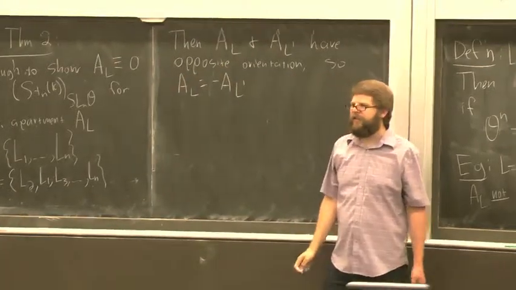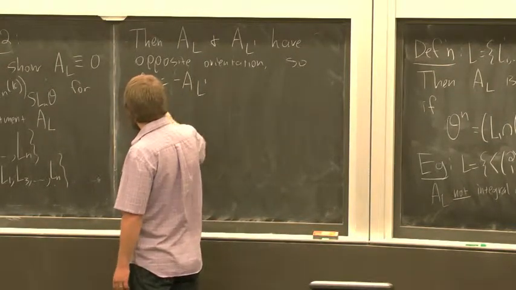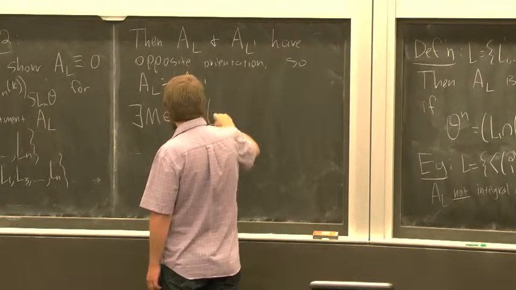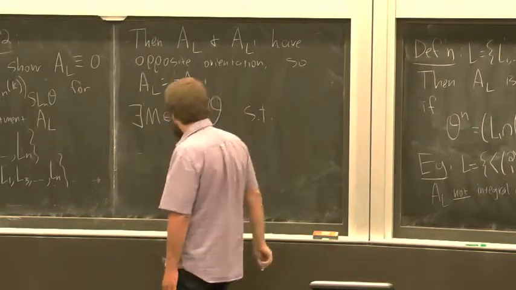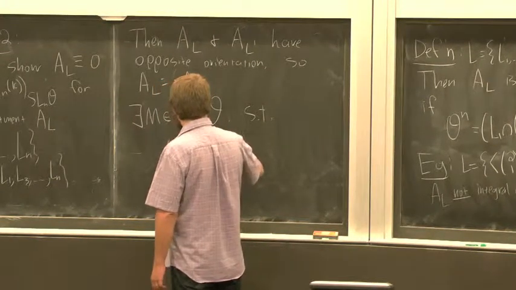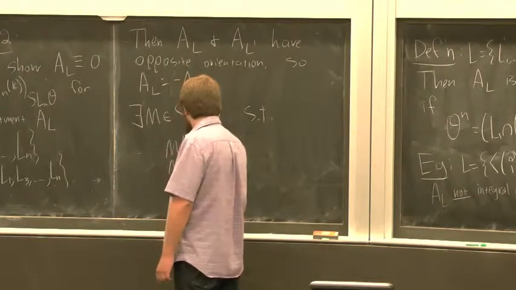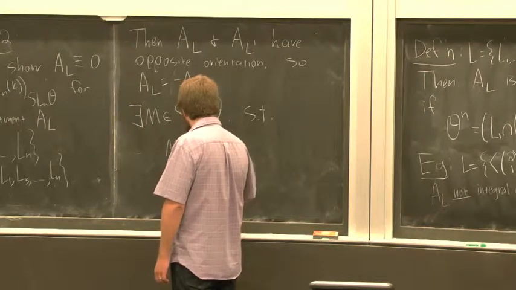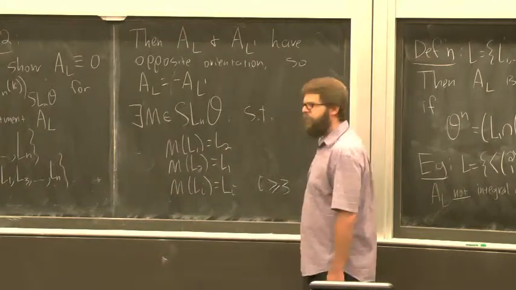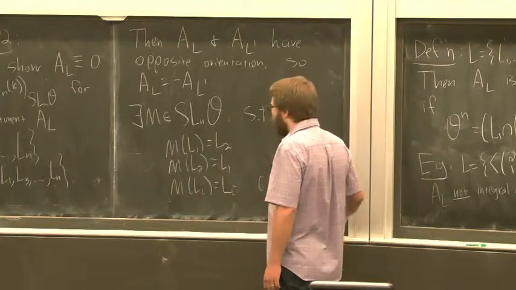I haven't passed to the coinvariants yet. However, there exists some element M inside SL_n(O) such that M(L_1) is equal to L_2, M(L_2) is equal to L_1, and M(L_i) is equal to L_i for i at least 3. So this uses the fact that they're integral.